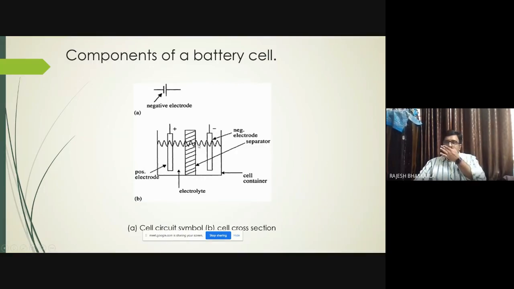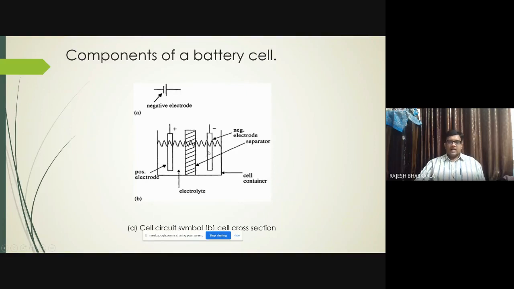And here, this is the electrolyte. Electrolyte may be a fluid or liquid, solid or gel. And this generally provides ionization. And the separator is generally used in order to avoid open circuit discharges.